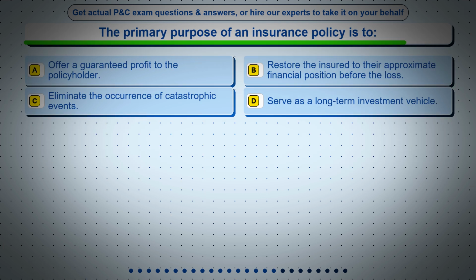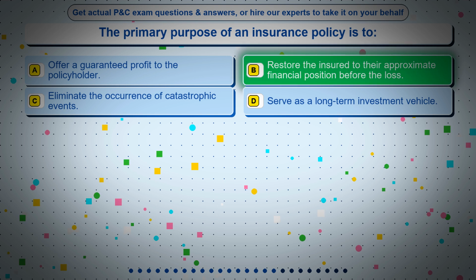The primary purpose of an insurance policy is to: Option A, offer a guaranteed profit to the policyholder. Option B, restore the insured to their approximate financial position before the loss. Option C, eliminate the occurrence of catastrophic events. Option D, serve as a long-term investment vehicle. The correct answer is option B, restore the insured to their approximate financial position before the loss.